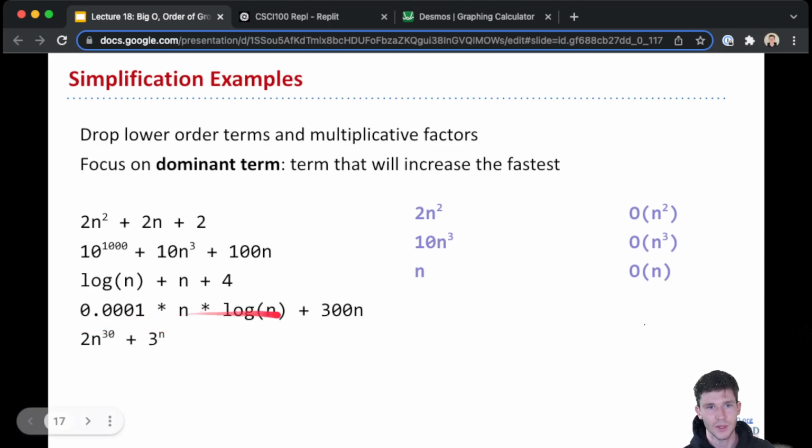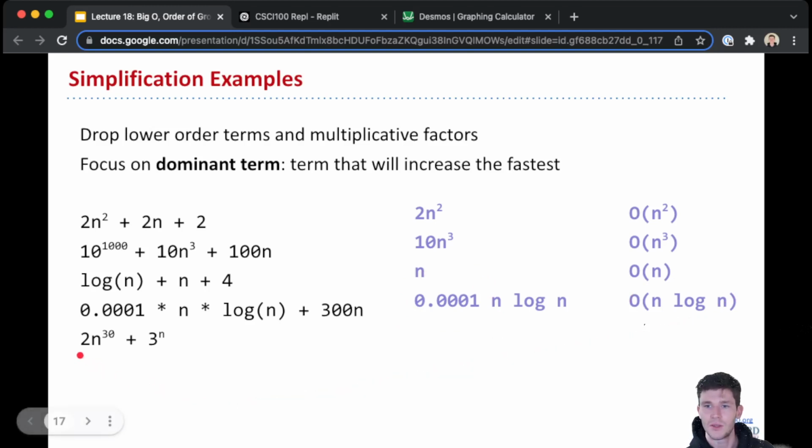How about down here? What do you think? Well, if we multiply these out, the lower order term here, this term has order kind of 1, right? This is n to the first. Over here, this is n log n times 0.0001. And so this is actually the higher order term because n log n grows more quickly than n. And so we drop the lower order term and then we drop the constant multiplicative factor and we get big O of n log n for our complexity.